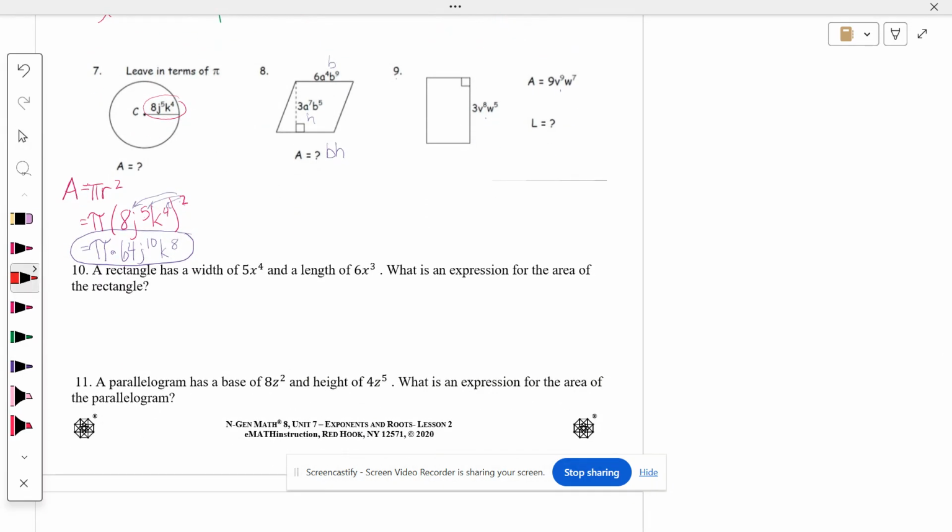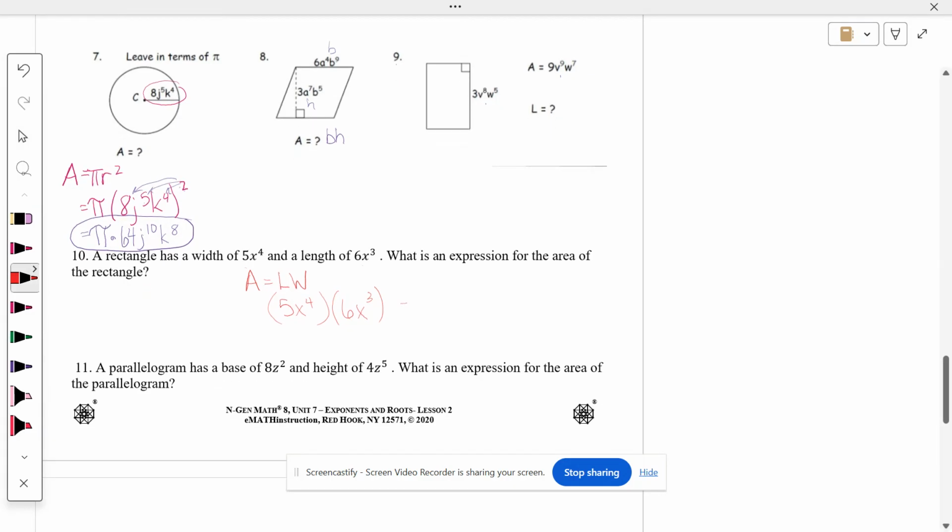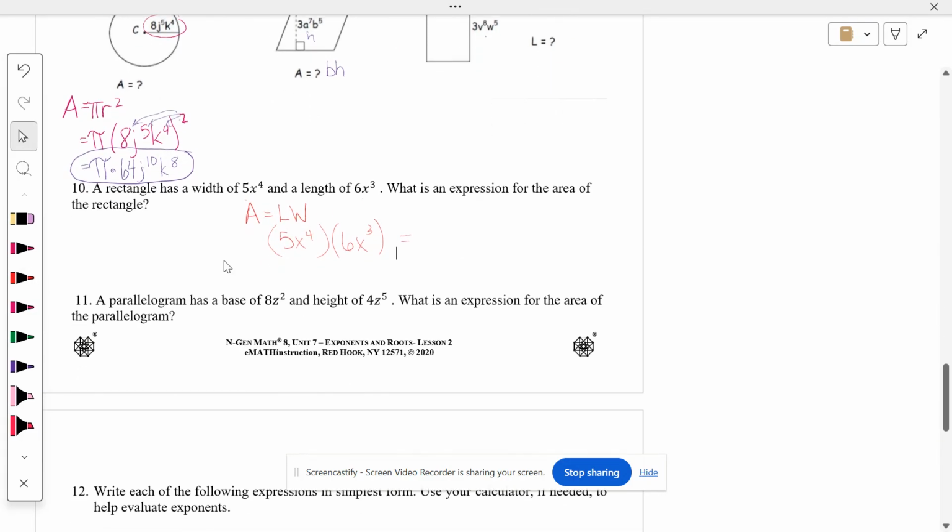I wanted to do one of the word problems with you. A rectangle has a width of 5x to the fourth and a length of 6x cubed. What is the expression for the area? Remember, area is the length times the width. So you're going to take your 5x to the fourth, the width, times your length, which is 6x cubed, and find the product. You're going to simplify that as a monomial.